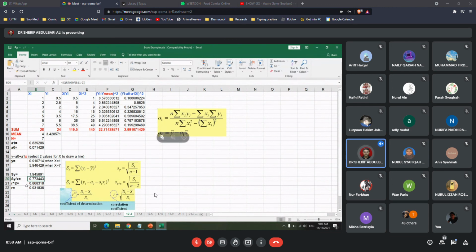So at the end, you need to get the value of R square, which is ST minus SR over the value of ST. ST is equal to 22.7, minus 22.99, over the value of ST. So you will get the answer of 0.86. Okay, try to get those values using those equations to get the value of R square. If you have any questions, please ask.